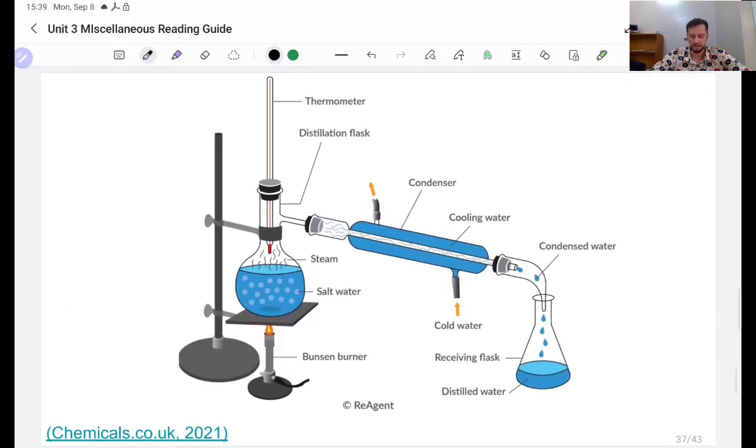So this is another image showing the same thing. In this case, if you had salt water, then the water boils and gets collected. So the water boils, it comes here. It's cooler in this tube, and so then it becomes liquid again and drops down into here. Whereas the salt, of course, does not boil, and so it remains behind as pure salt.